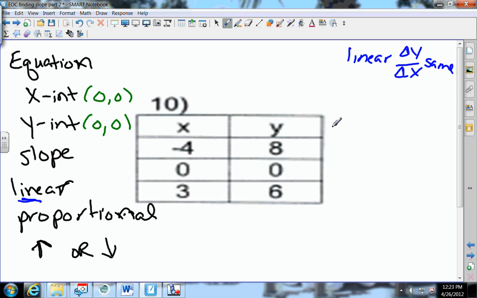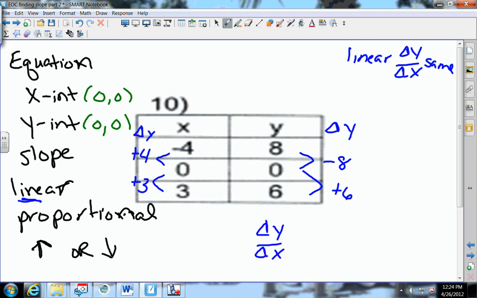So now I'm going to do delta Y, which is minus 8 and plus 6, delta X, plus 4, plus 3. Delta Y over delta X is negative 8 over 4, which is negative 2. Then I have 6 over 3. That's positive 2. These are not the same. That means it is not linear. If it's not linear, I can't do anything else with it.